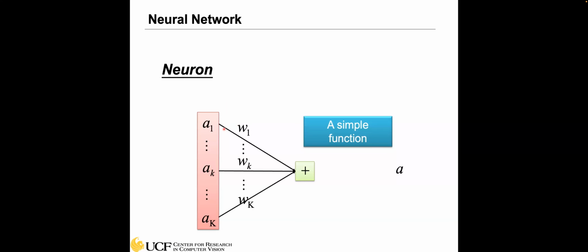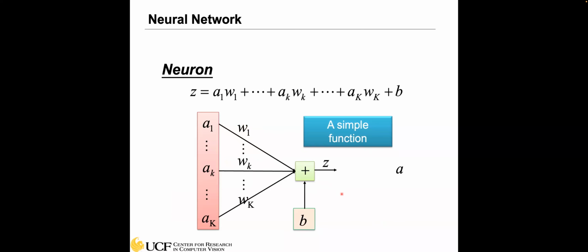So you have this input, and we also have the weights. Each input will connect with the weights, and we're basically doing a weighted sum: A1 multiplied with W1, etc., AK with WK. We do the weighted sum, and then we add a bias to this weighted sum, and we have this Z, which is the output. We also have an activation function to generate the final output A.